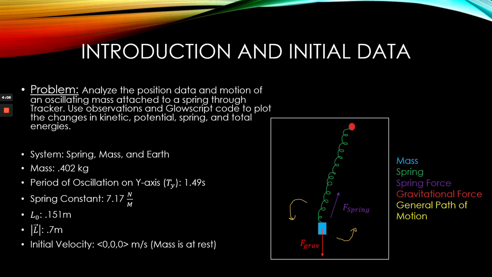The box on the right gives a general idea of the system in this lab. Using the legend, you can see that there are only two forces acting on the oscillating mass, assuming dissipative forces like drag and air resistance are negligible.